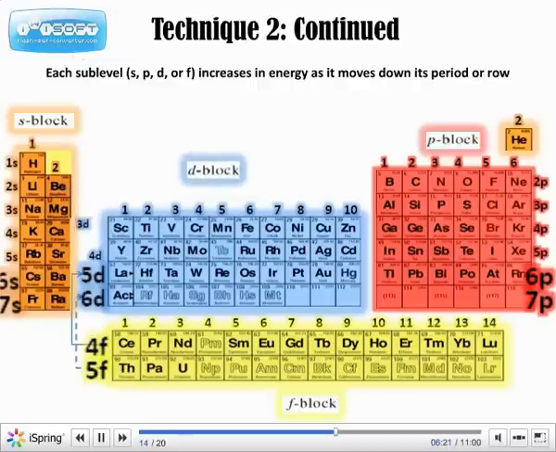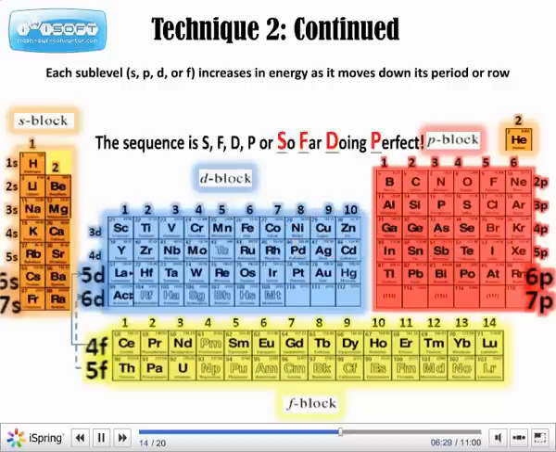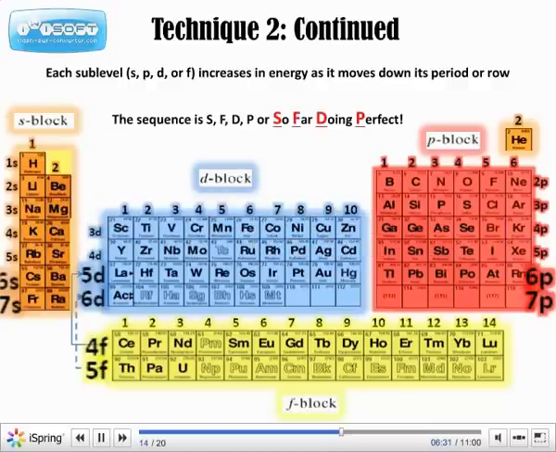Just make a mental note of 3 things. The D block starts at 3, not 4. The F block starts at 4, not 6. And when needed, the sequence is S, F, D, P. So far, doing perfect. That's it. The rest is a piece of cake. You simply combine the general left to right pattern with the sublevel pattern to get your final answers.